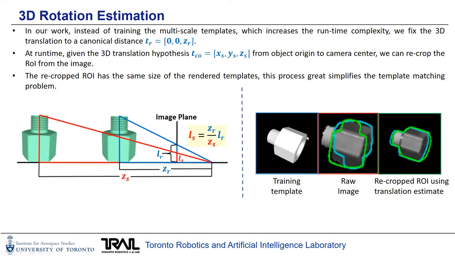So you see here's our training templates, and this is our original raw ROI. By applying this perspective geometry, we're able to recrop and resize this raw image. So the resized image should have the same size as in the training templates, and also be positioned in the center.